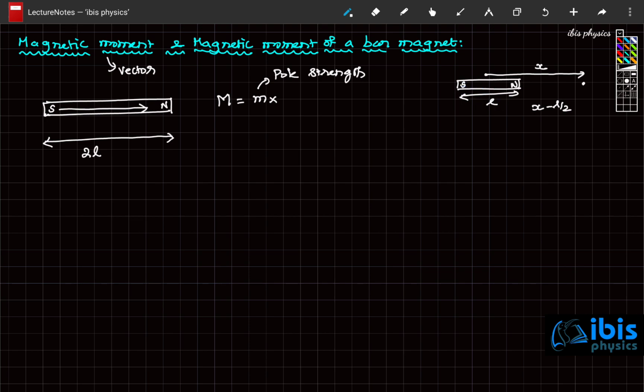To avoid this inconvenience, what we take is the half length as L, hence from the center to each pole the distance is L. Hence, instead of writing like this, the distance of the north pole from the point is x minus L, and the distance of the south pole from this point is x plus L. For this kind of convenience, we take the total length of the magnet as 2L.